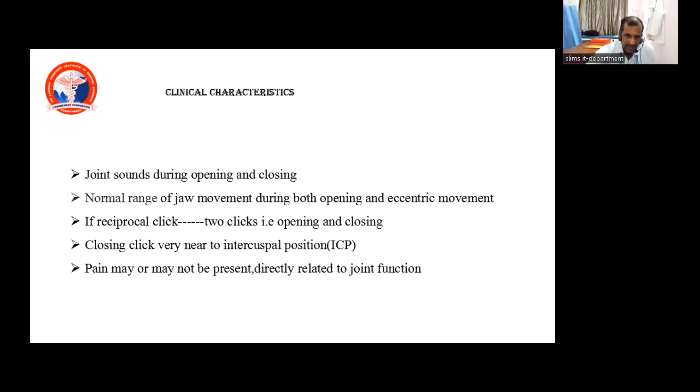And the abnormal joint sounds can be elicited during opening and closing of the mouth. Even in a normal range of jaw movements, you can see patients with clicking or crepitus. Or even when the tooth is brought to occlusion or very near to the intercuspal position, you can expect the abnormal sounds to be more pronounced.